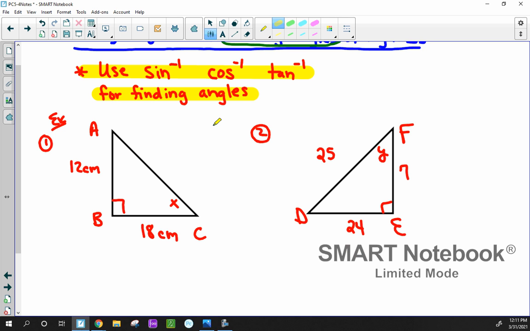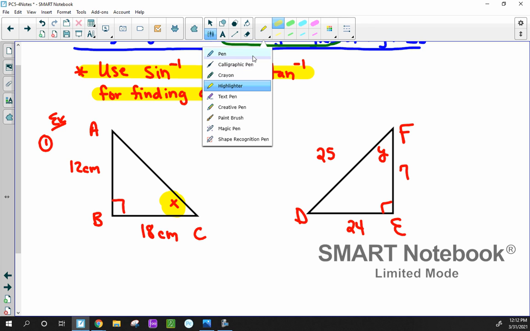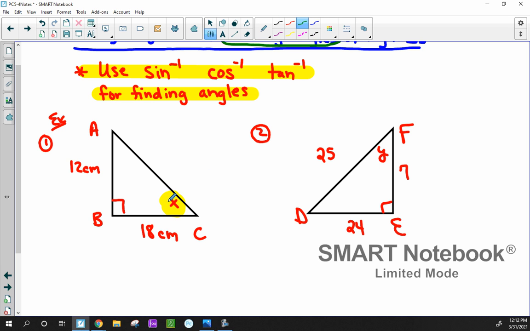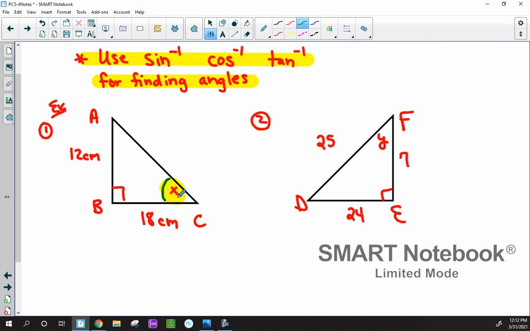Alright, so for example 1, we have triangle ABC. Notice that side AB is marked 12 centimeters, side BC is marked 18 centimeters, and the variable is actually on the inside, which means I'm finding the answer for angle C. So you're going to start with x. Okay, from this perspective, 12 would be the opposite because it's across from it. The 18 is actually in the position that's adjacent. So opposite over adjacent. We know that this is the hypotenuse.